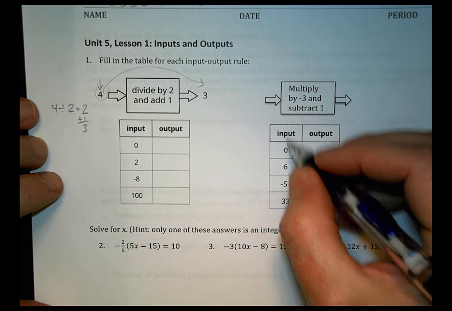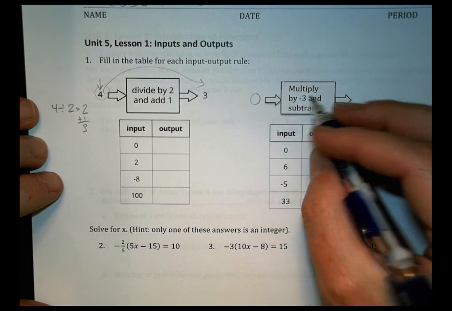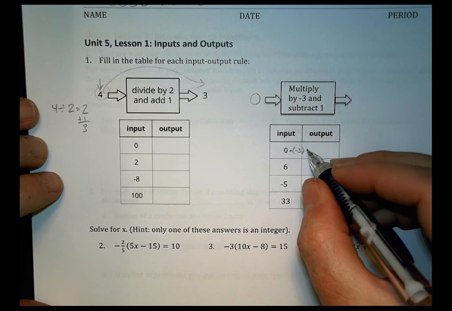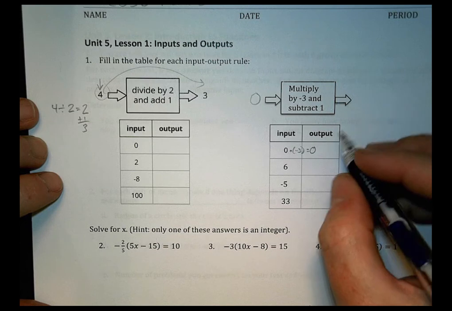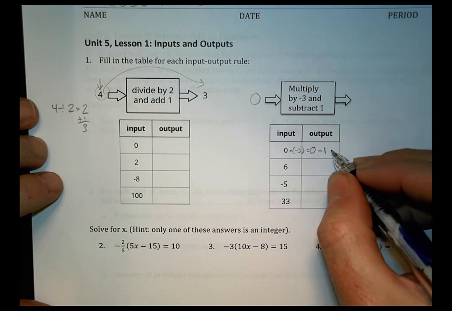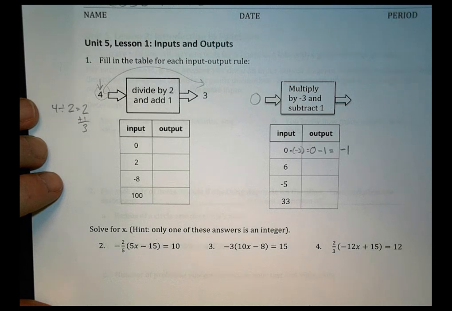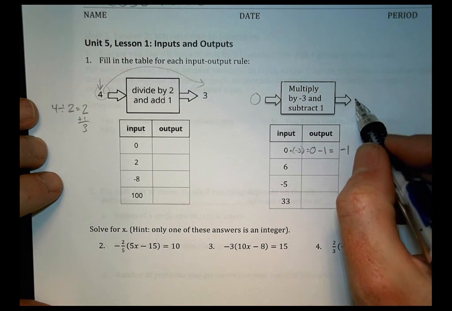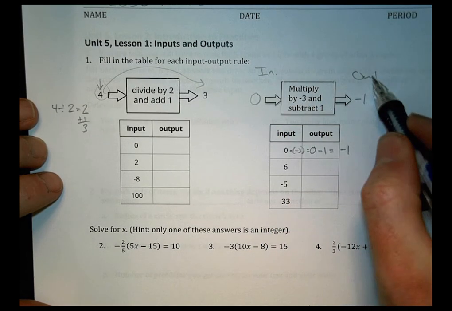So let's say we put our first number in, 0. Okay, if we were to take 0 and multiply 0 by -3, 0 times -3 is going to be equal to 0. The next thing it says to do is subtract 1. So 0 minus 1 becomes equal to -1. Okay, so that's the rule there. So I put a 0 in, I end up with a -1 on my input and my output over here.